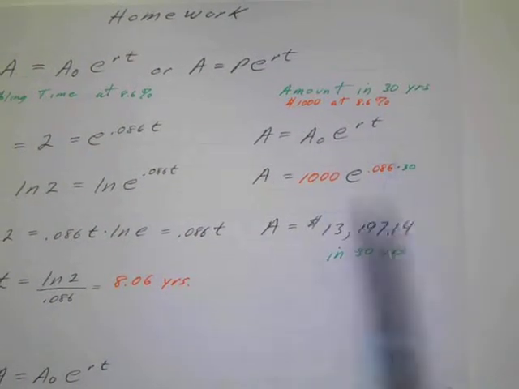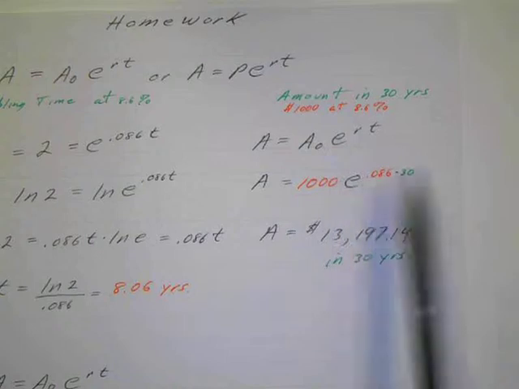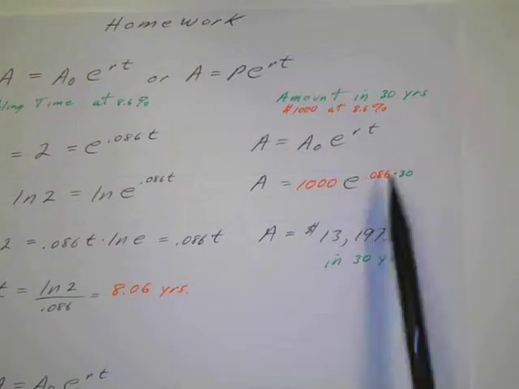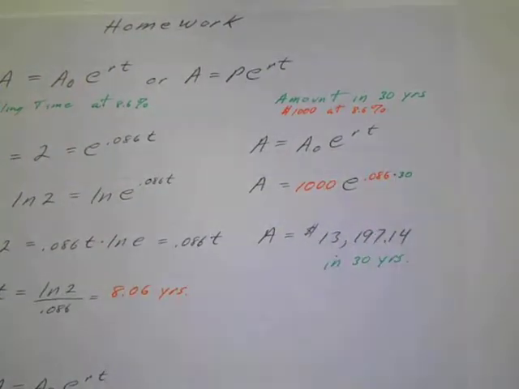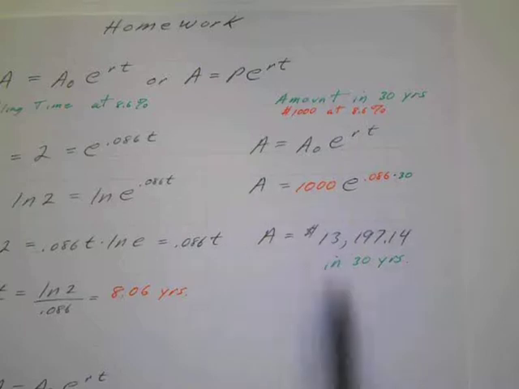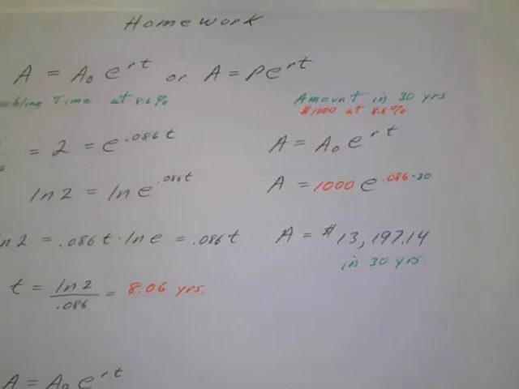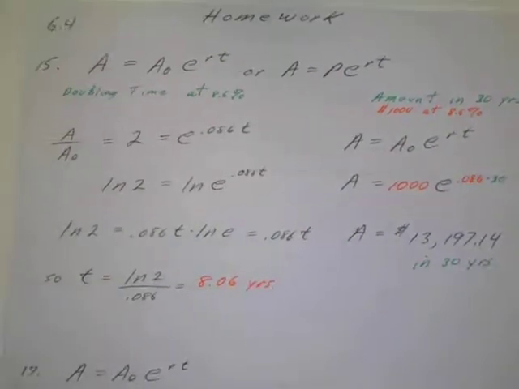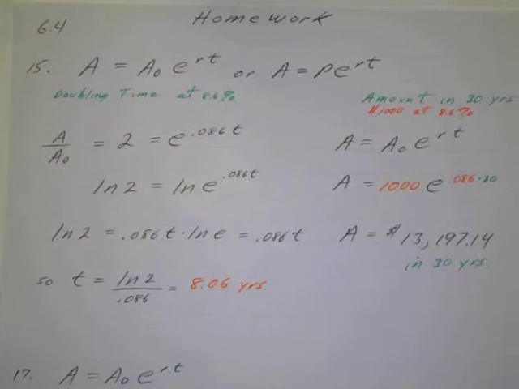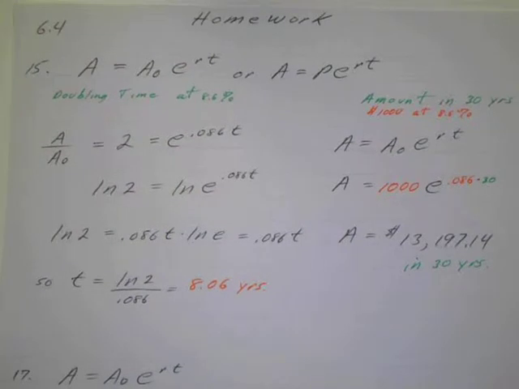And then you just calculate this out. E caret and then 0.086 times 30. Enter, multiply by 1,000, you should get this. So hopefully that will be pretty much straightforward. Hope that helps.